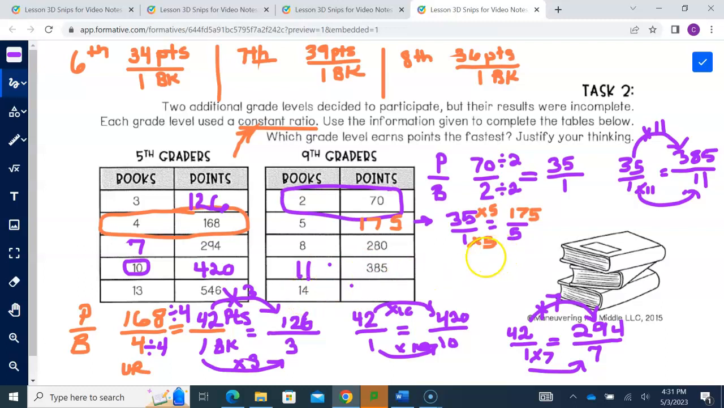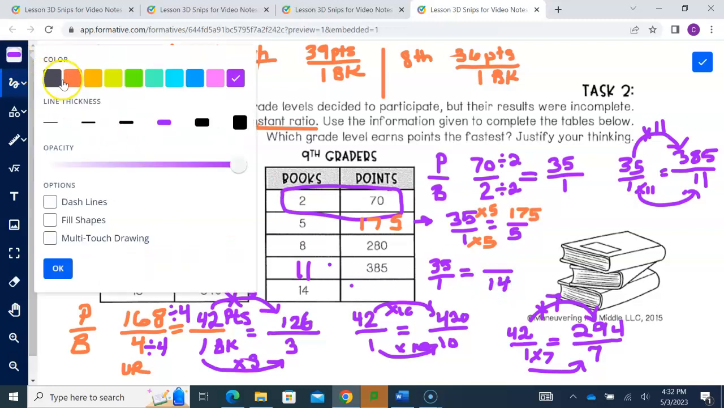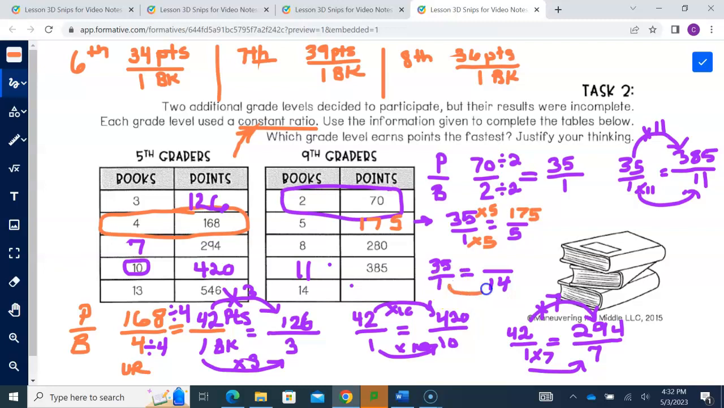And finally, 14. I have to do this one more time. 35 to 1, my unit rate, very key number. And I'm 14 books. Well, it's very easy to see what they scaled that up by, because 1 times 14 is 14. Now I got to multiply 35 times 14. And 35 times 14 is 490. So if you read 14 books, you're going to get 490 points if you're in the 9th grade.